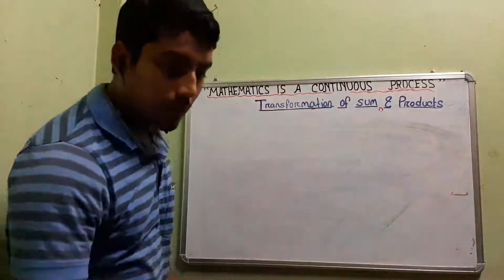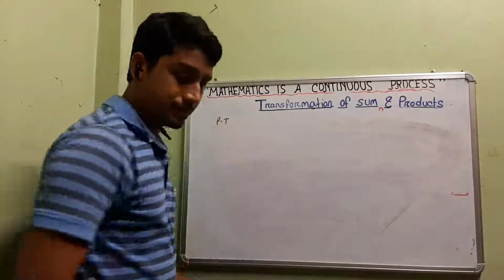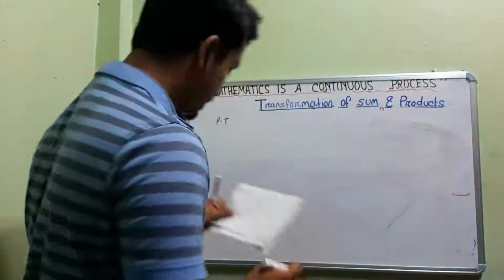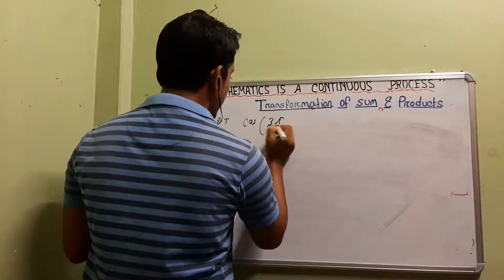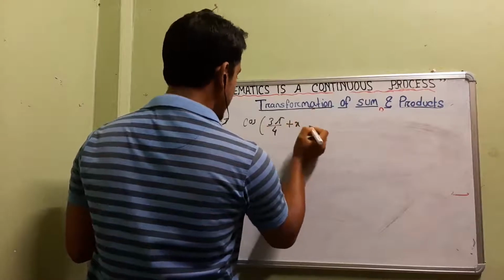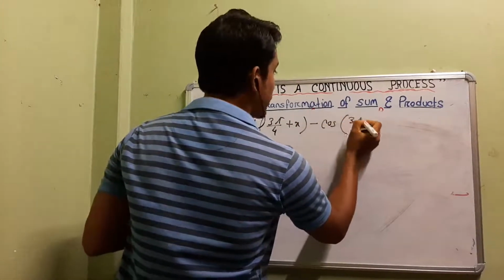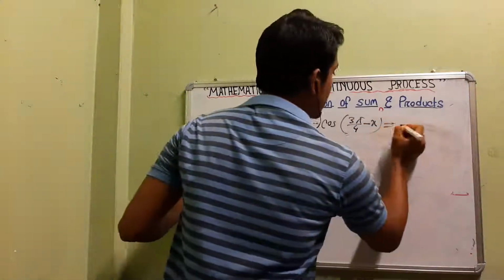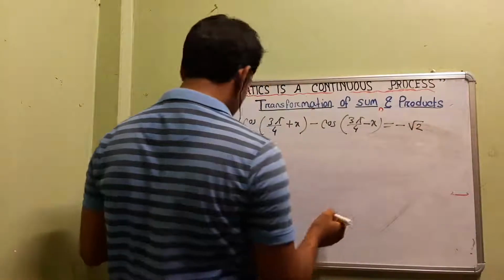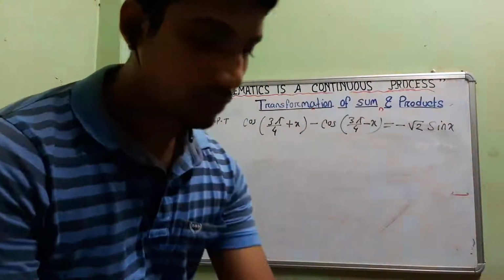So the next problem is, prove that cos 3 pi by 4 plus x minus cos 3 pi by 4 minus x is equal to minus root 2 sin x. This one we are supposed to prove. We are supposed to prove this problem.